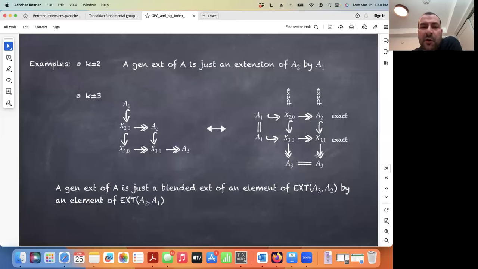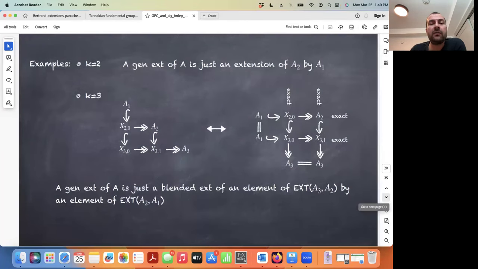And then the exactness is required: you want this to be exact. That was one of the sequences that I required to be exact. This is that sequence. And then I required this to be exact, that's now this row, and so on and so forth. So when you have 3 graded pieces, a generalized extension of level K minus 1 is exactly a blended extension, but the key thing is that you're now allowing your extensions to change. So you have to keep this in mind: it's a blended extension of an extension of A3 by A2 by an extension of A2 by A1.